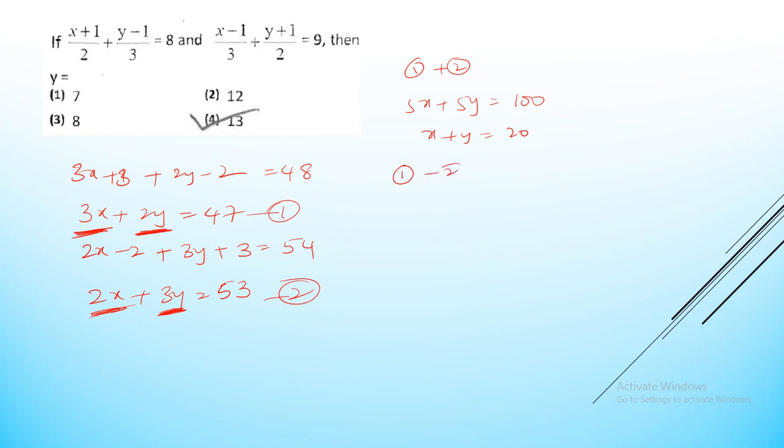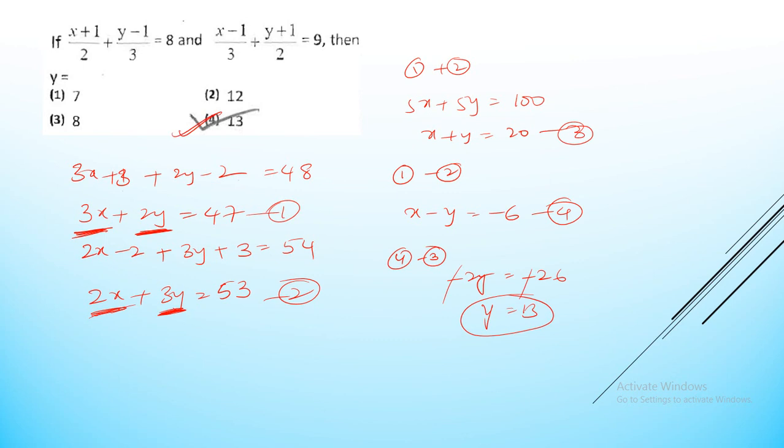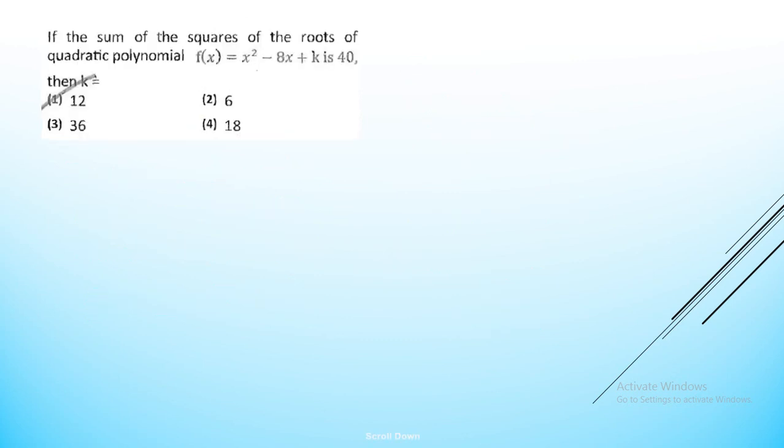Next, do 1 minus 2. So if I do 1 minus 2, x minus y is equal to minus 6. Let this be equation number 3, let this be equation number 4. On doing 4 minus 3, x minus x gets cancelled. So minus 2y is equal to minus 6 minus 20, which is minus 26. So minus minus gets cancelled, y is equal to 13. So the answer is 30. Next, moving on to one more question.